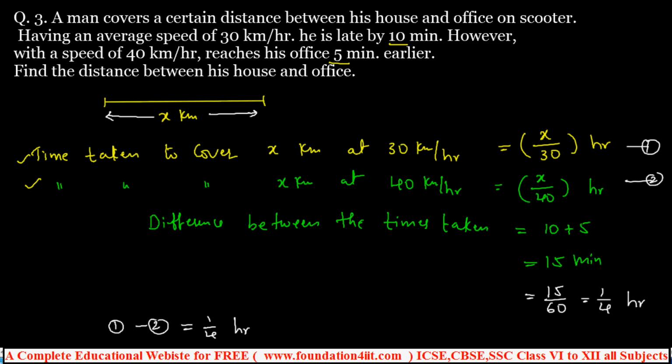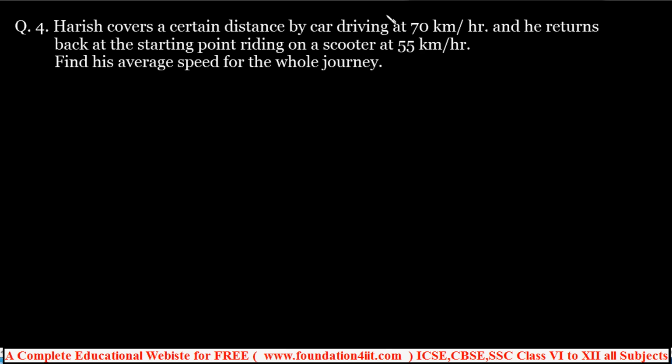Let's see another problem with the average speed also, one question. Okay, in this question, Harish covers a certain distance by car driving at 70 kilometers per hour, and he returns back to the same point by riding a scooter at 55 kilometers per hour. Find his average speed for the whole journey. So whenever they are asking average speed, you should not add and divide by 2. We already gave the formula in the starting, right? When the distance is same.